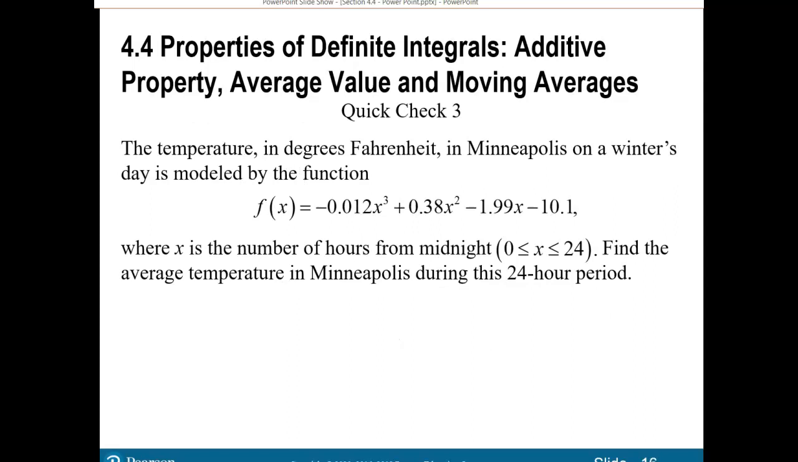All right. So if you want to try this one on your own, pause the video. Use the last example we did as a guide and see if you can solve this one, and then you can play the video to check your answer. The temperature in degrees Fahrenheit in Minneapolis on a winter's day is modeled by this function. X represents the number of hours from midnight, so 0 up to 24. Find the average temperature in Minneapolis during this 24-hour period. So average value.